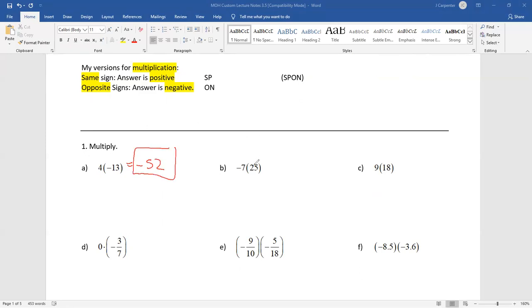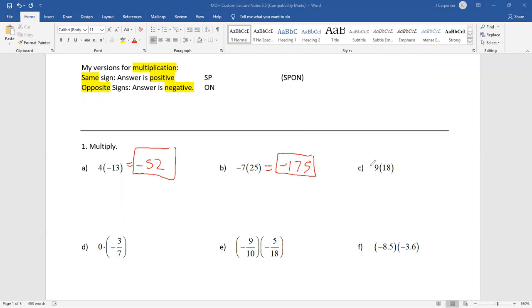Negative 7 times 25. So let's not worry about the signs yet. Let's just take 7 times 25, which would be 175. Remember, you should be not using calculators for problems for the first half of chapter 3, technically speaking. All right, but then we have a negative times a positive. Those are opposites, so the answer should be negative. So that's a negative 175.